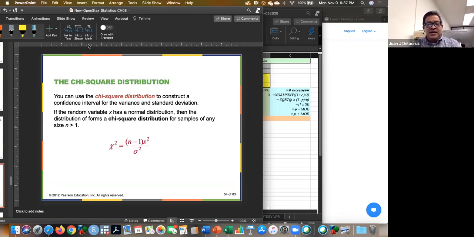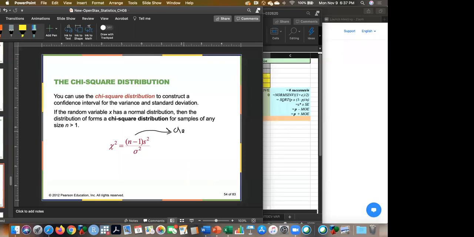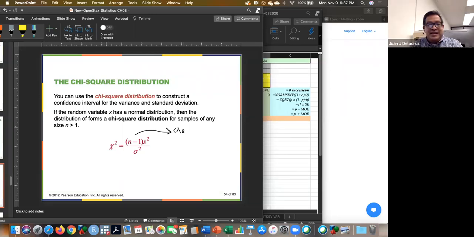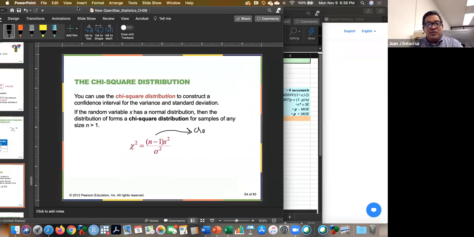In order to find the chi-square, we have this formula, which looks horrible, but basically it's nothing. The chi-square is going to be the result of n minus 1. Does anybody remember what n minus 1 is? If you say that this is the degrees of freedom, very good. You are absolutely right.